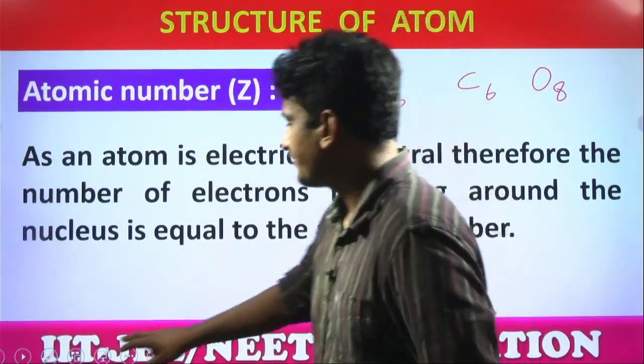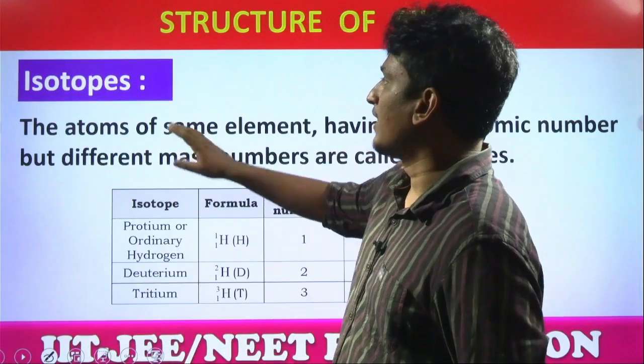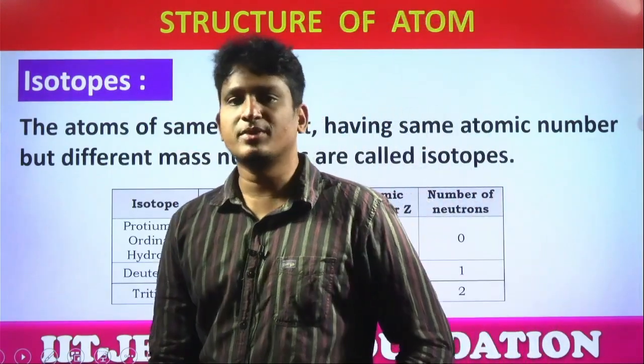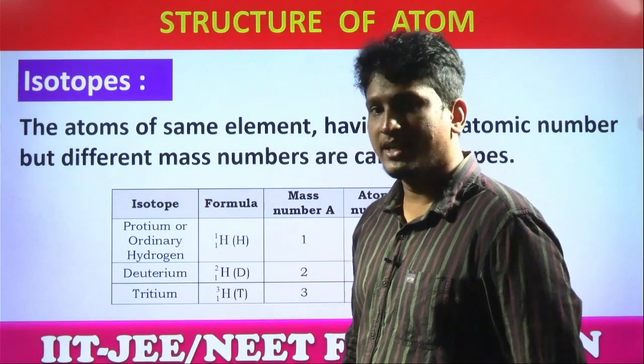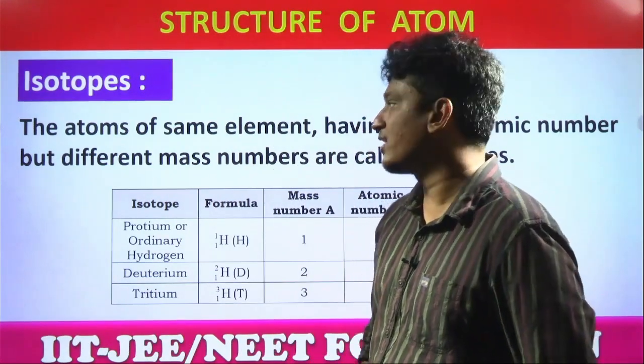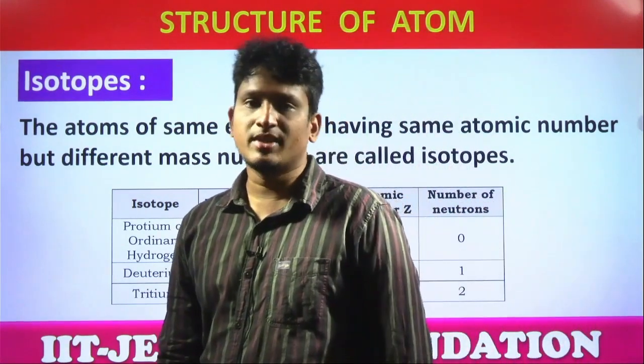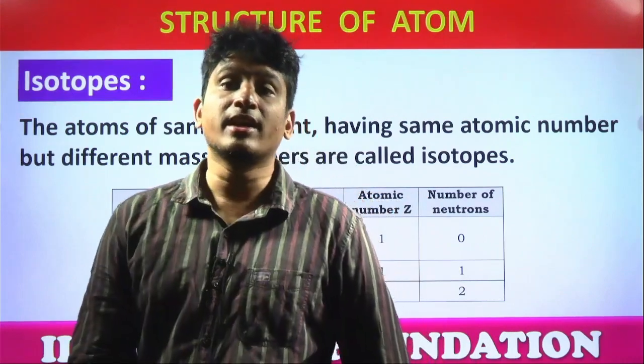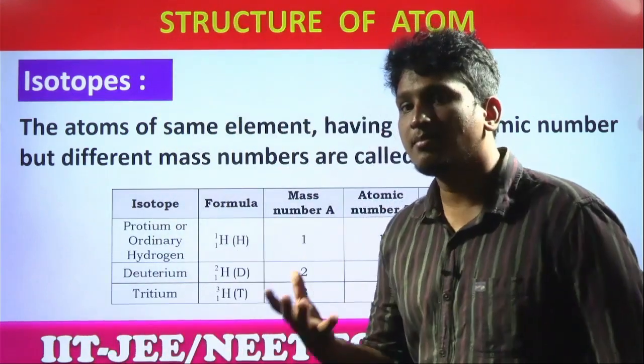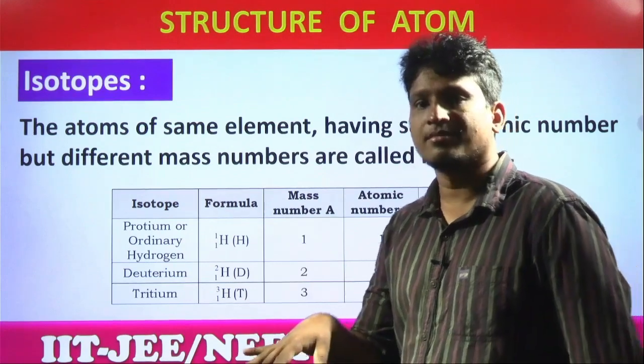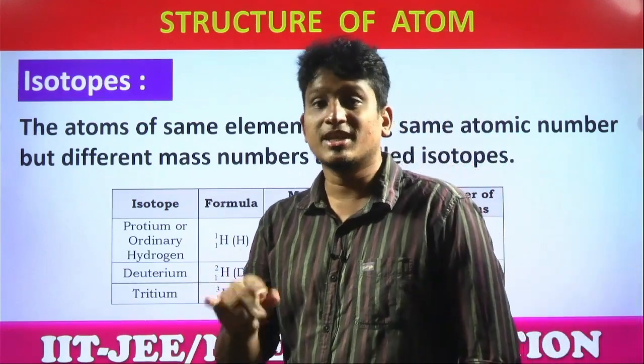Next we have isotopes. About isotopes, in the previous video we already discussed in Dalton's atomic theory. Isotopes means atoms of the same element with the same atomic number but different mass number. Why is the mass number different but the atomic number the same? That means the number of protons is the same but the mass number is different.